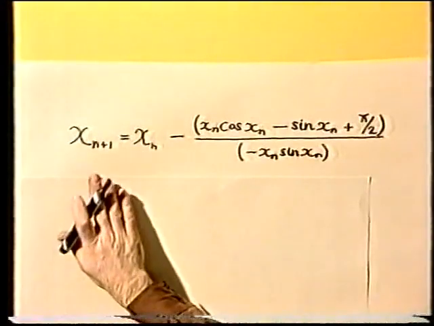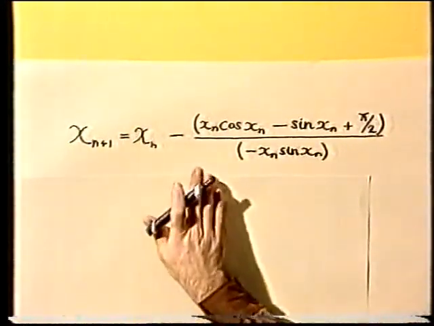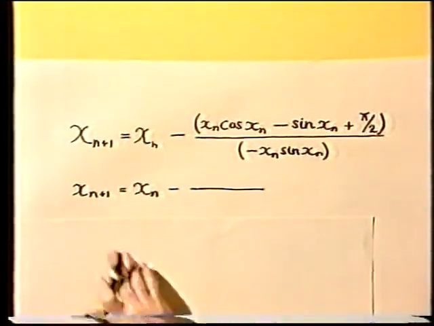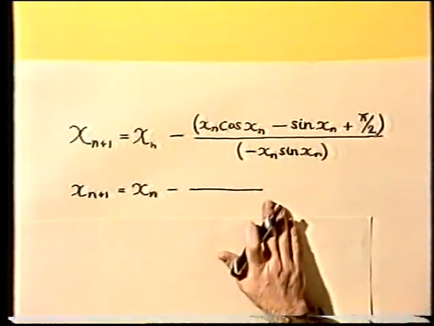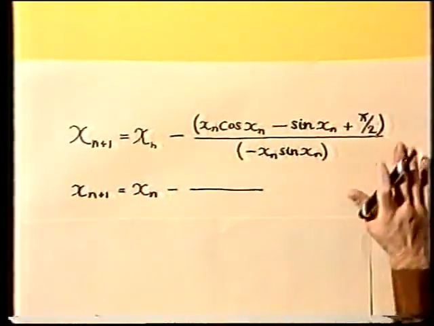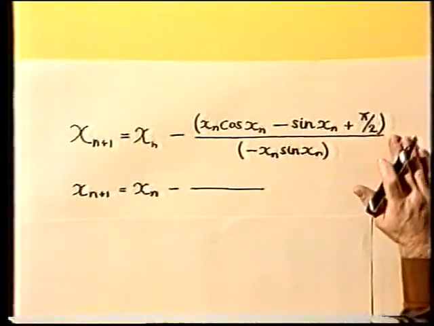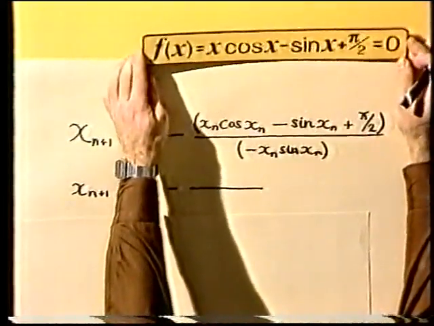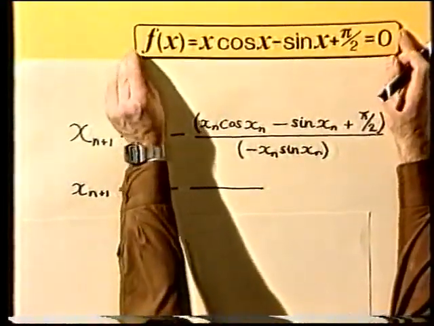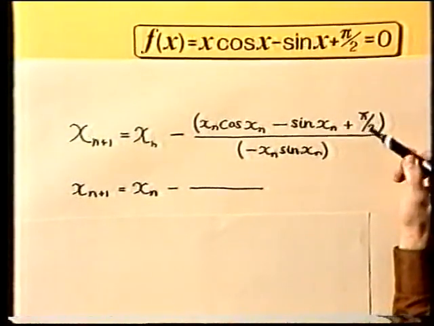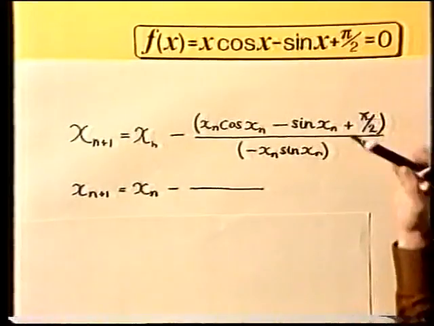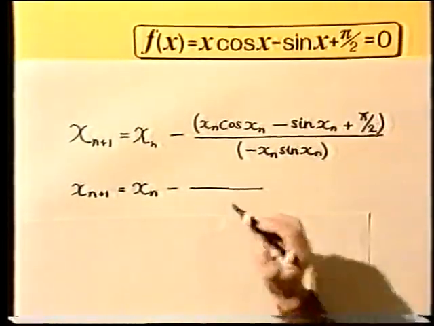Let's look carefully at the bits of this rearrangement. It's xn plus 1 equals xn minus this lot. So its form is xn plus 1 equals xn minus a quotient. Now, what about this expression? What is it? Well, the top line is recognisable. If we look at f of x, this top line is this with xn instead of x. So this top line is f of xn.